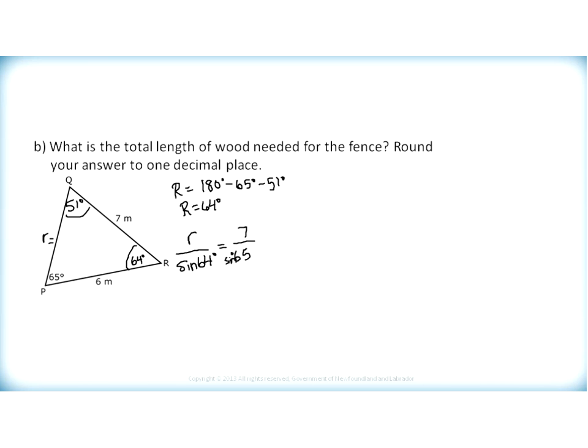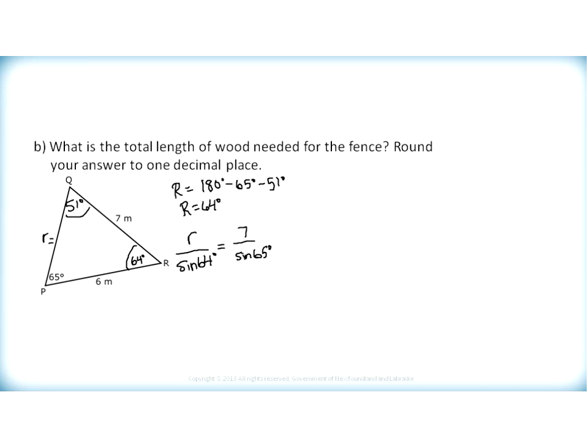apologies. Okay, so I'll write that out again. So r over sine 64 is equal to 7 over sine 65.